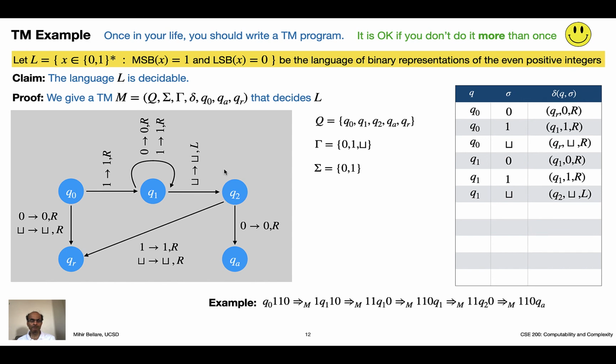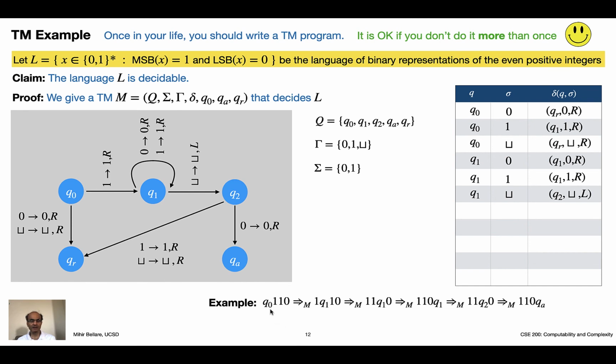Well, this transition here included this L, left. So I write back the blank, but then I move left. So in state Q2, I'm now actually scanning the last bit of the input. Okay. Now, as we go along, we could illustrate what's happening with an example over configurations.